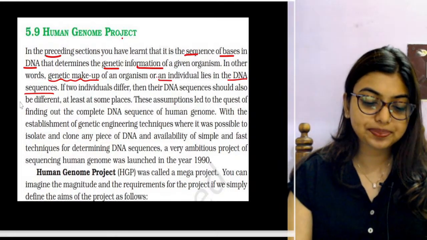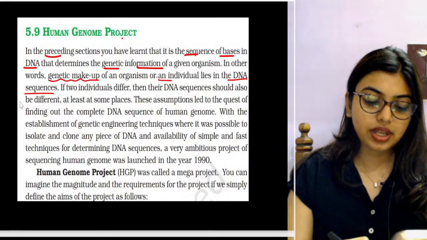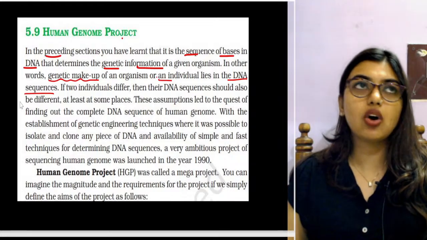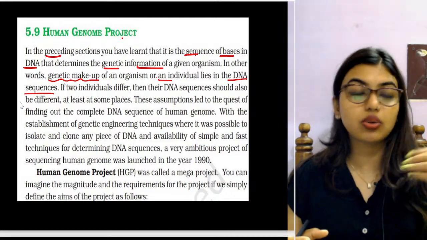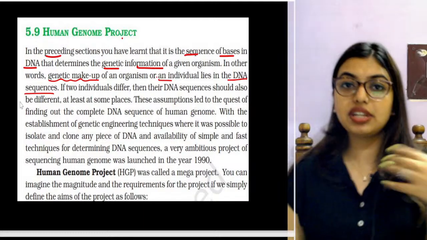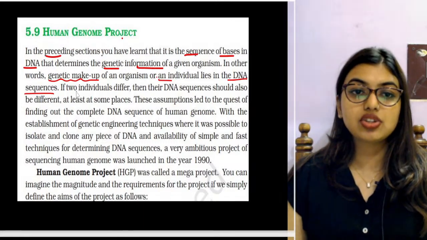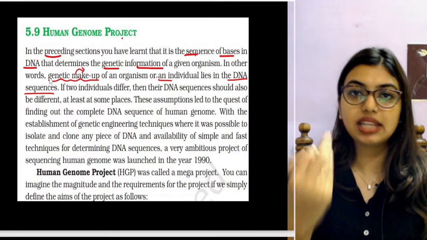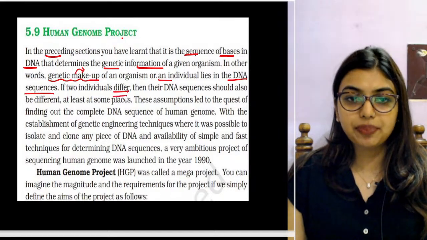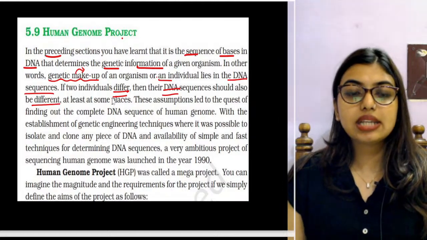Okay, it depends on our parents, it depends on our genetic makeup. Right now, if a disorder is coming, even that disorder is totally dependent on whether it is there in the genetic line. So same way here also, the genetic makeup of each individual lies in their DNA. If two individuals differ, then their DNA sequence should also be different. Yes or no? Now, at least at some places.